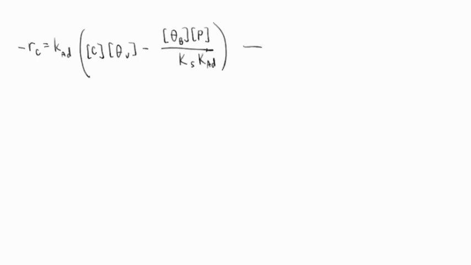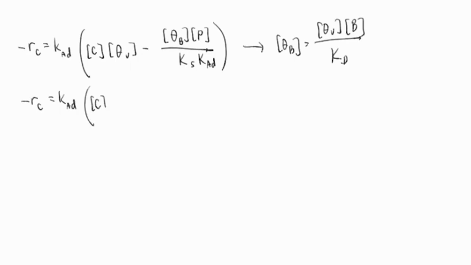But then we know from our previous equations that the concentration of theta B is equal to theta V times concentration of benzene over capital KD. We can now substitute this to our rate law. We now have net rate of consumption of cumene is equal to reaction rate constant for adsorption, concentration of cumene times the concentration of the vacant active sites minus theta B, which is simply equal to theta V times concentration of benzene. This is multiplied to the concentration of propylene all over capital Ks, capital K adsorption, capital K desorption. You can see in this equation that we can now extract our theta V.